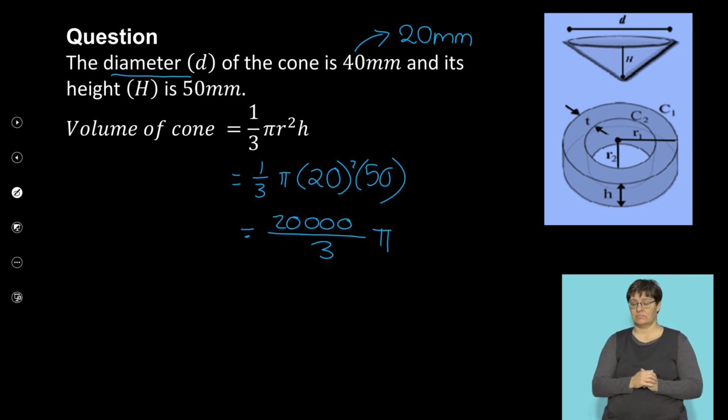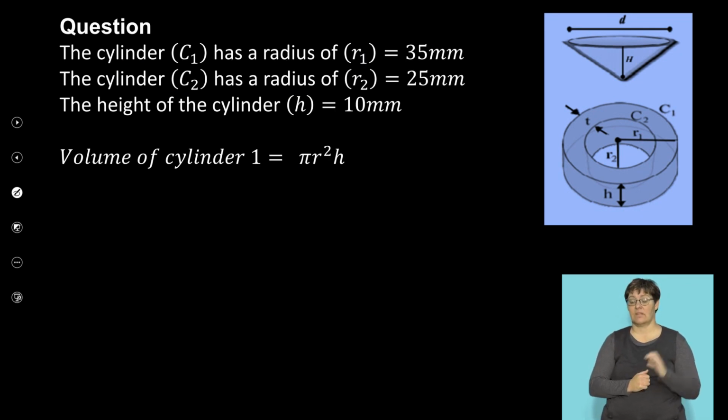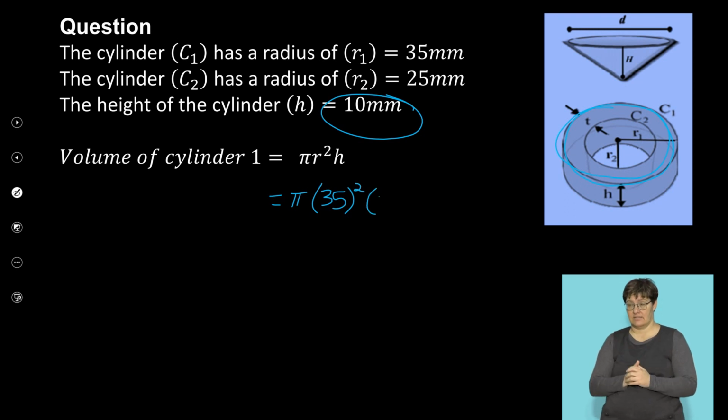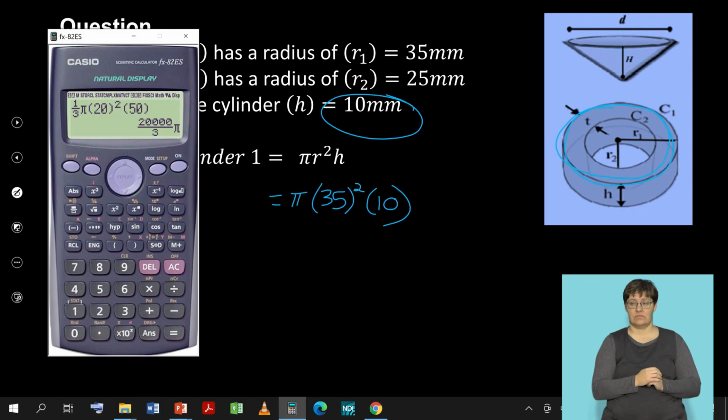Now we're going to look at the volume of the chocolate that's going to be between the two cylinders. So the volume of cylinder 1. Cylinder 1 is this larger cylinder on the outside. And I'm going to find the volume of that cylinder by substituting into pi r squared h. So it's going to be pi times my radius, which is 35 squared, and I've been told that the height of the cylinder is 10.